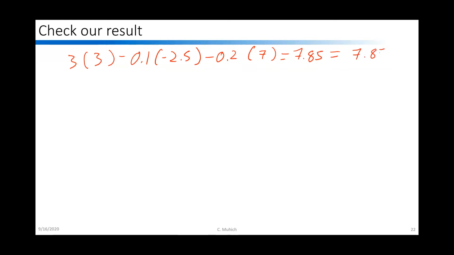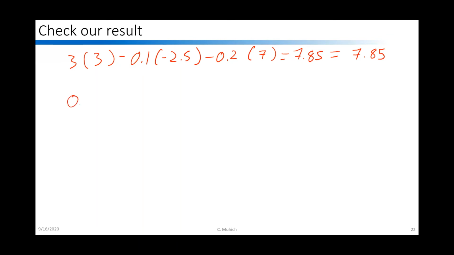So let's do this out. We had 3 times x1, which was 3, minus 0.1 times x2, minus 0.2 times x3, which we had set to be 7. And if I do all of this out, it ends up being 7.85. If you remember, this is exactly equal to what that equation said.